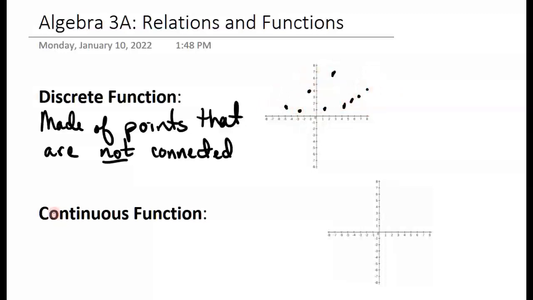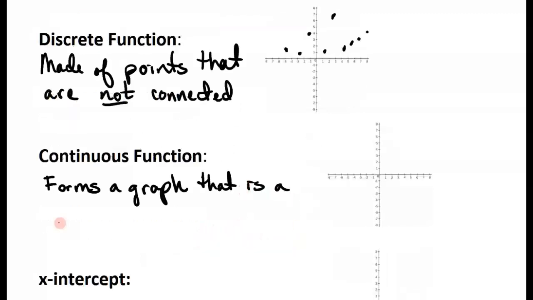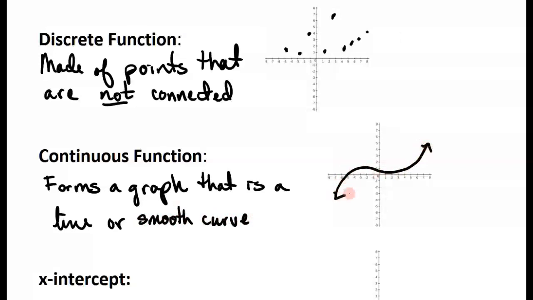And then we can also have a continuous function. This forms a graph that is a line or smooth curve. So we might have something that looks like this. It is continuous. Between any two points, all the values in between exist as well. So that would be a continuous function.